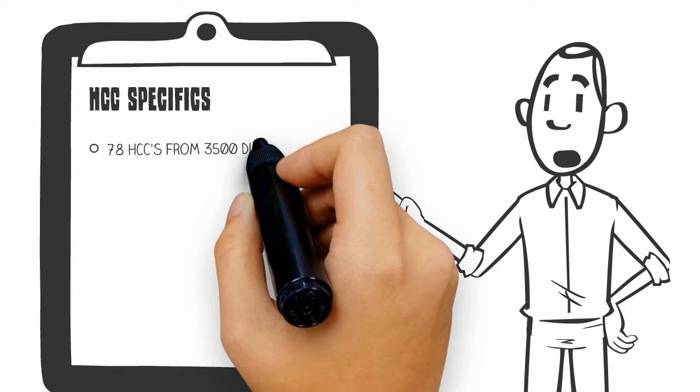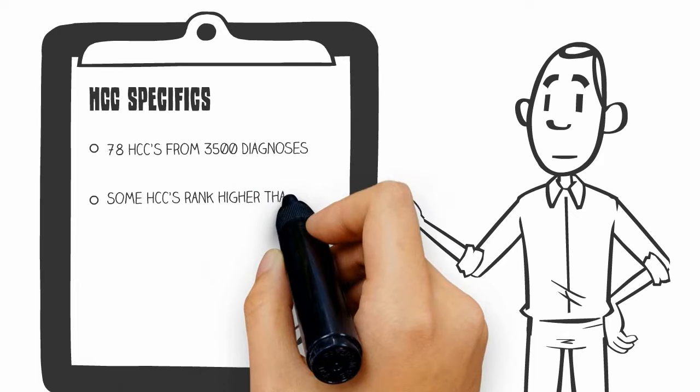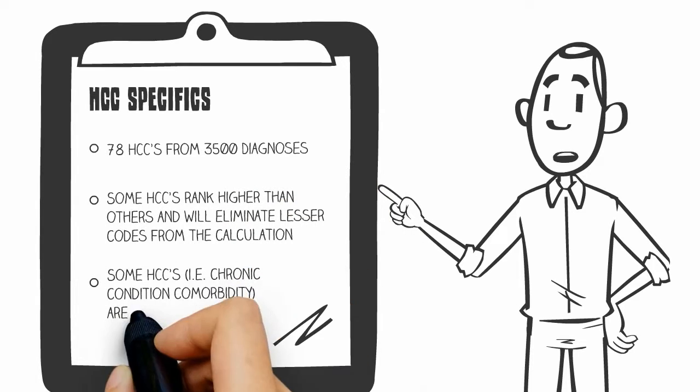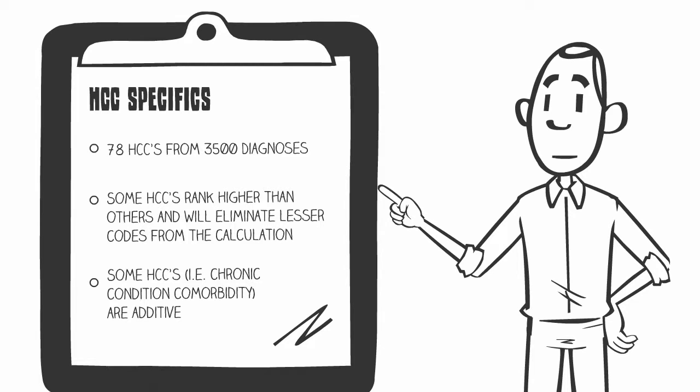There are 78 HCCs comprised of more than 3,500 diagnoses. Some HCCs rank higher than others and will eliminate lesser codes. For instance, if you had diabetes with a chronic condition, you're obviously excluded from the HCC diabetes without a chronic condition. Now, some HCCs are additive. More on that in just a minute.